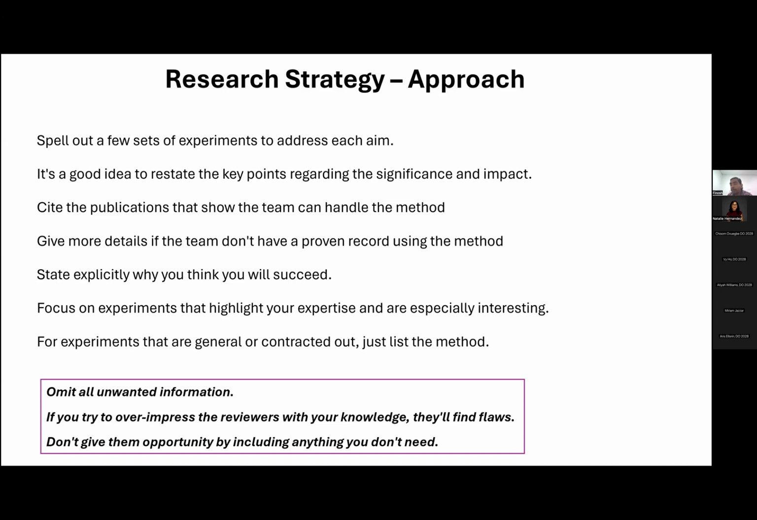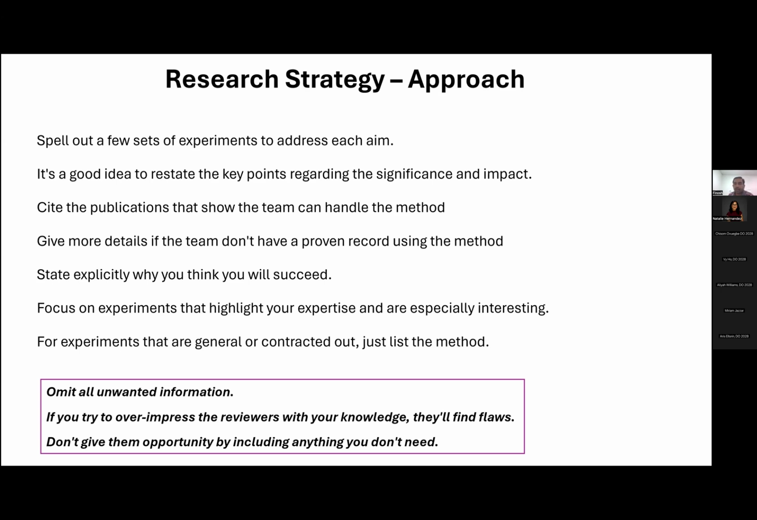And if you have published your own articles, just cite those. That will give confidence to the reviewer that you are able to conduct those experiments. And if you are designing some new experiments, give a clear idea of how you are going to do them, what approach you are going to take, and why you think this is going to be successful. That information you need to give there.